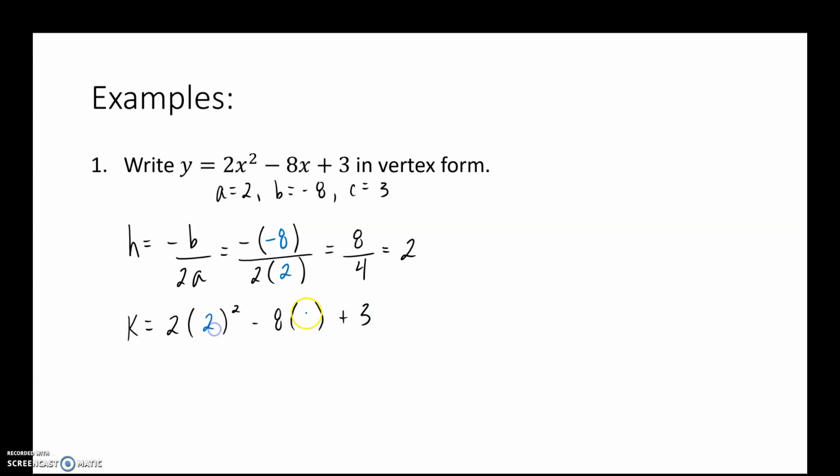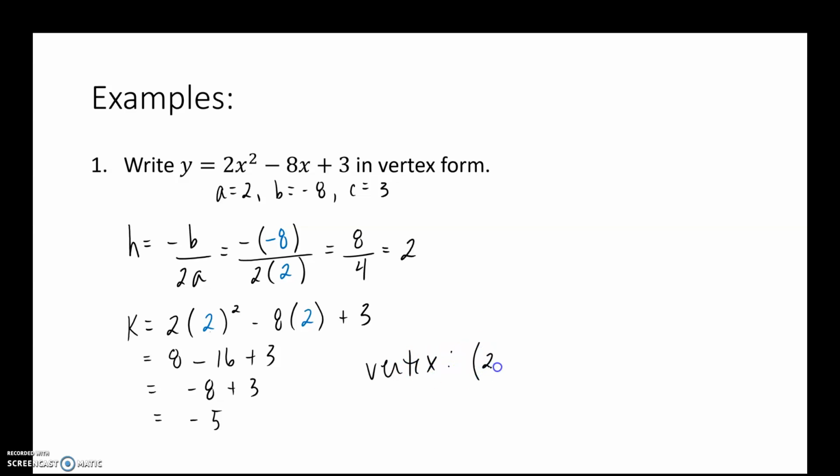Okay, so I replace all my x's with 2. Order of operations: 2 squared is 4. 4 times 2 is 8. Minus 8 times 2 is 16, plus 3. This gives me -8 plus 3. So I have -5 as my y-coordinate.